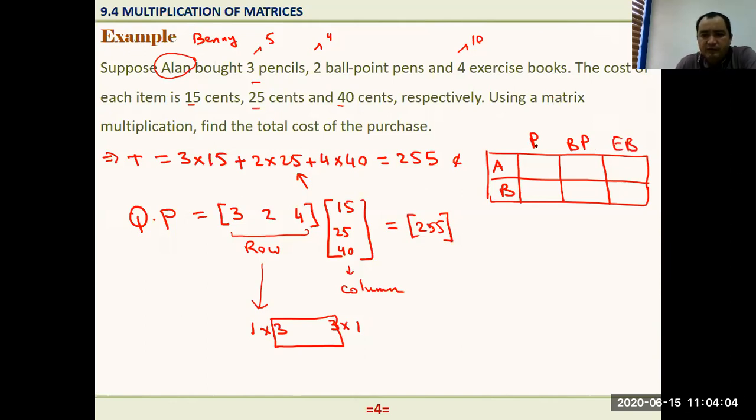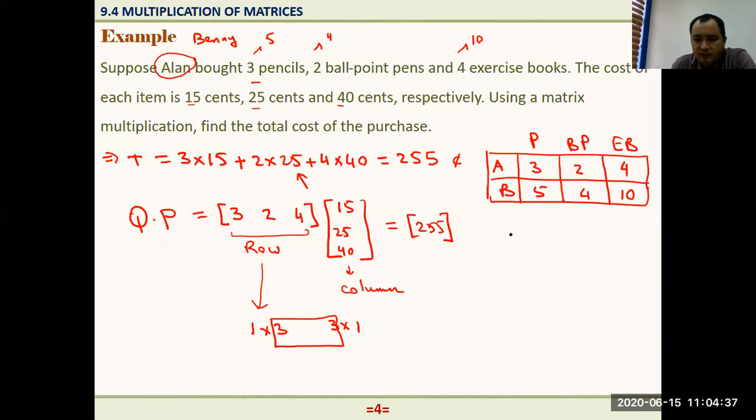Right. Alan bought how many pencils? 3. Right. And 2 ballpoint pens and 4 exercise books. Right. How about Benny? She bought 5 pencils and 4 ballpoint pens and 10 exercise books. Let's say these two, they are siblings. Okay, they went to the shop, and the question is, together, how much did they pay?